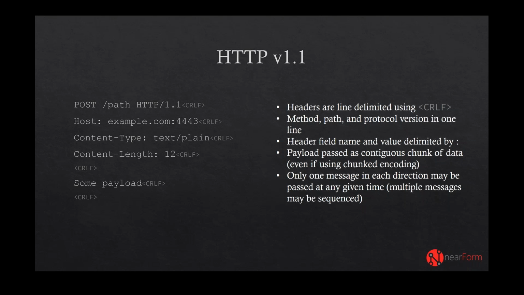The challenge with it is that because you can only have one message in each direction at any given time, when you do use pipelining, you end up with what's called head of line blocking. You can imagine sending a large file followed by a small file. A small file may be easier and faster to transmit, but it has to wait until that large file is completely done, and that runs into all kinds of performance issues.